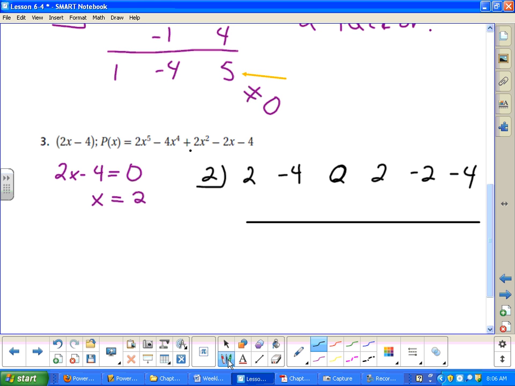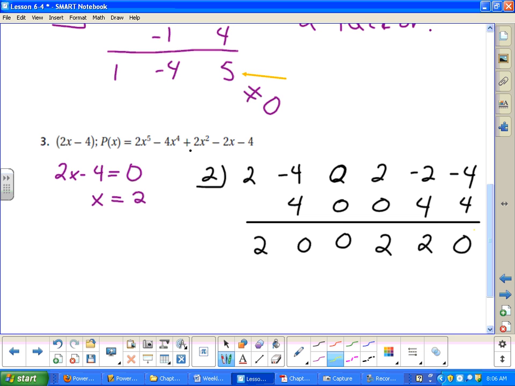So bring down the 2. 2 times 2 is 4. Oh, that's nice. That's equal to 0. 2 times 0 is 0. We're still at 0. 2 times 0 is 0. Bring down the 2. 2 plus 0 is 2. 2 times 2 is positive 4. So we have negative 2 plus positive 4, we get positive 2. And then 2 times 2 is 4 again, and we get 0.